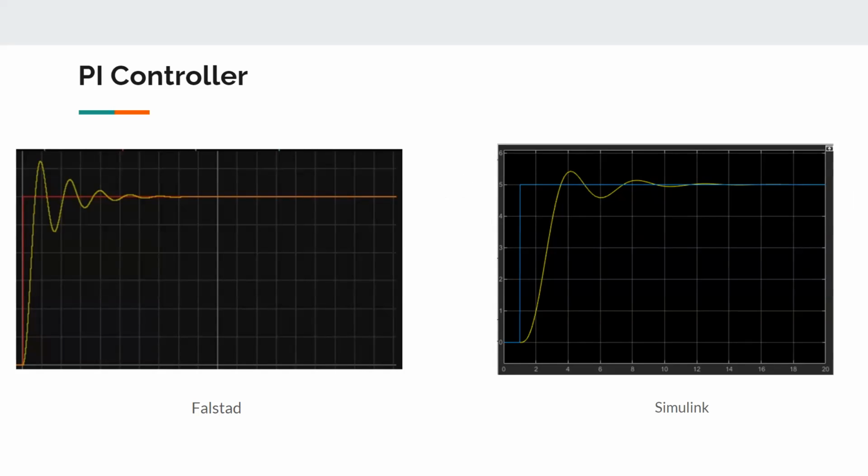We start the simulation and we obtained this graph and this response in Volstad and Simulink. Like we see, they are similar to each other.